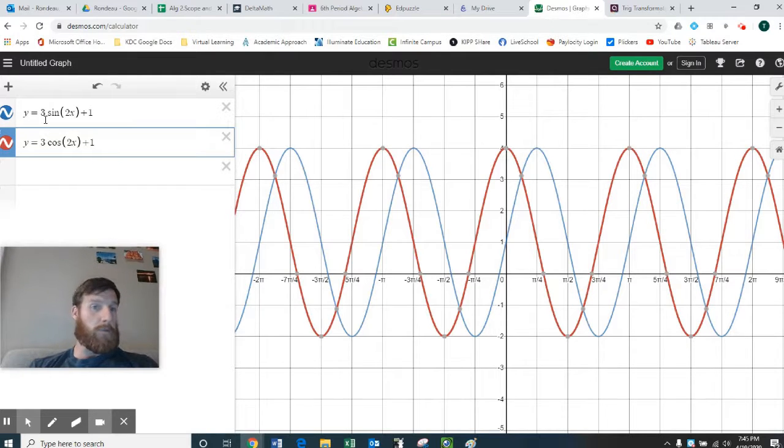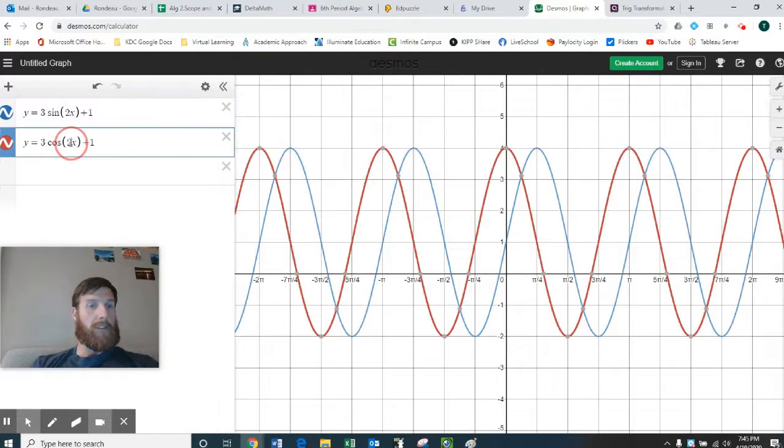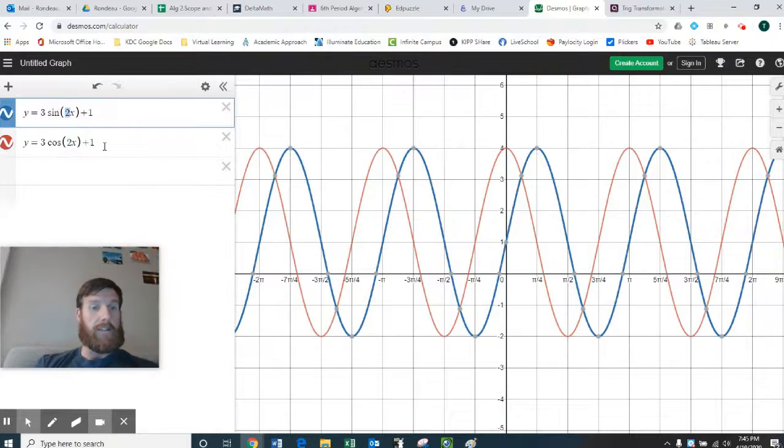So they both have a 3 in front, which hopefully we know by now means the amplitude is 3. They both have a plus 1 at the end, which means the midline is 1. And they both have a 2 on the inside. That means the period should be 2 pi divided by 2. My b is 2, so my period should be pi, because what this really means is my graph is traveling through its cycle twice as fast, which means the period is half as long.